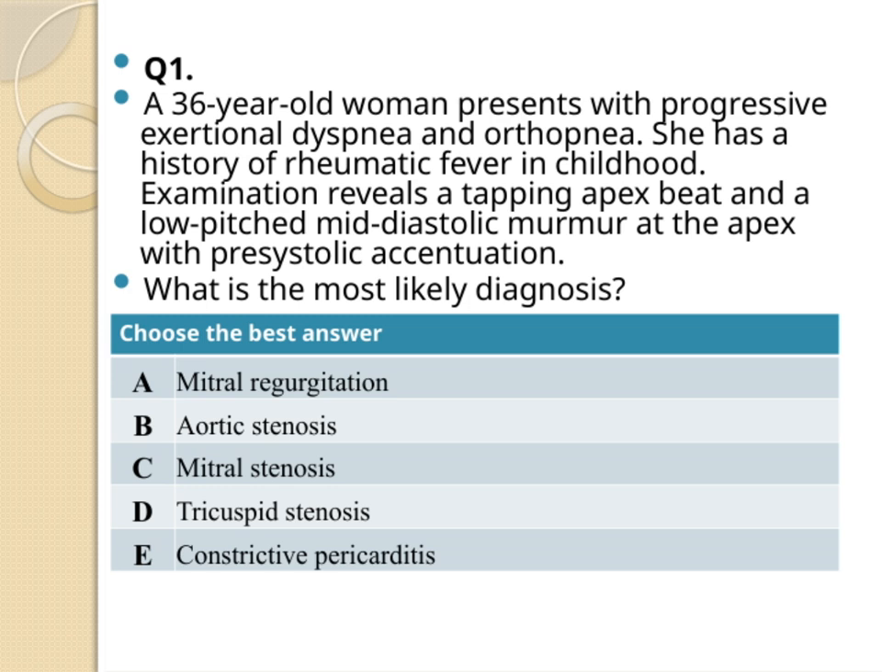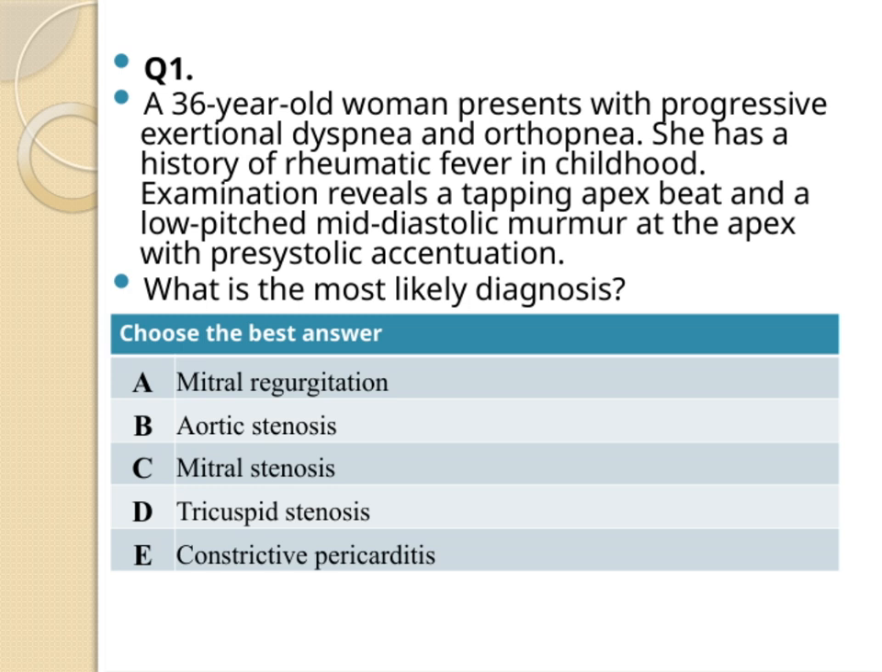The tapping apex beat indicates increased atrial pressure or volume overload, and the low-pitched mid-diastolic murmur suggests turbulent blood flow through a narrowed mitral valve. The prosystolic accentuation typically occurs when the atrium contracts against a stiff or narrowed valve, which is characteristic of mitral stenosis. Given her history of rheumatic fever, which is a common cause of mitral stenosis, and the auscultation findings, the most likely diagnosis here is mitral stenosis.